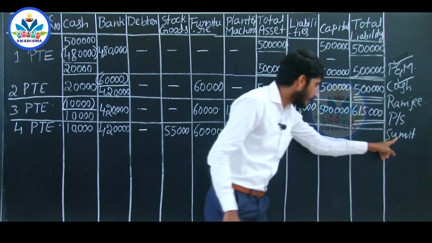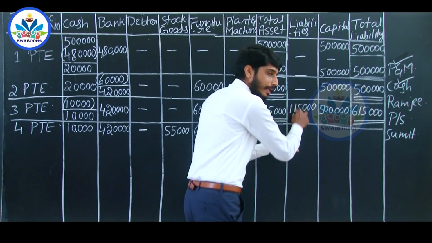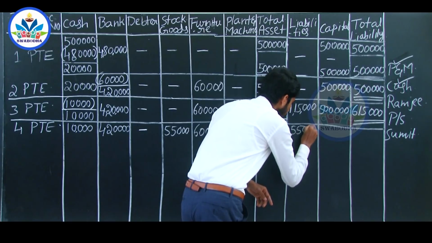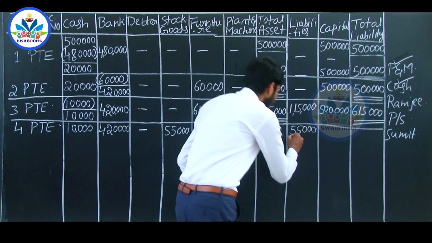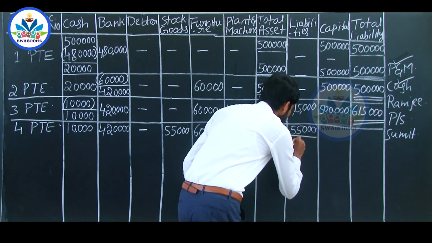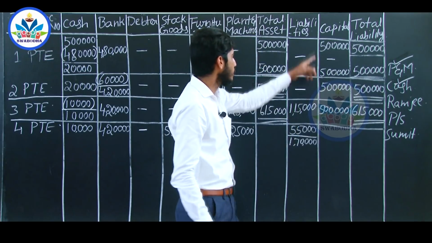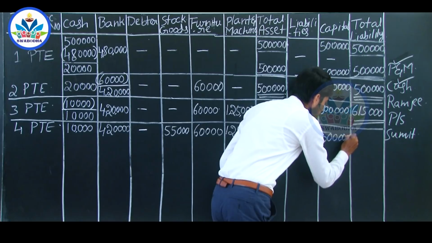Now, Sumit is a creditor, to that extent liability increases. So, on the liabilities 1,15,000 plus 55,000, it is plus. So, 1,15,000 plus 55,000 is 1,70,000. Capital amount there are no changes, 5 lakh rupees.